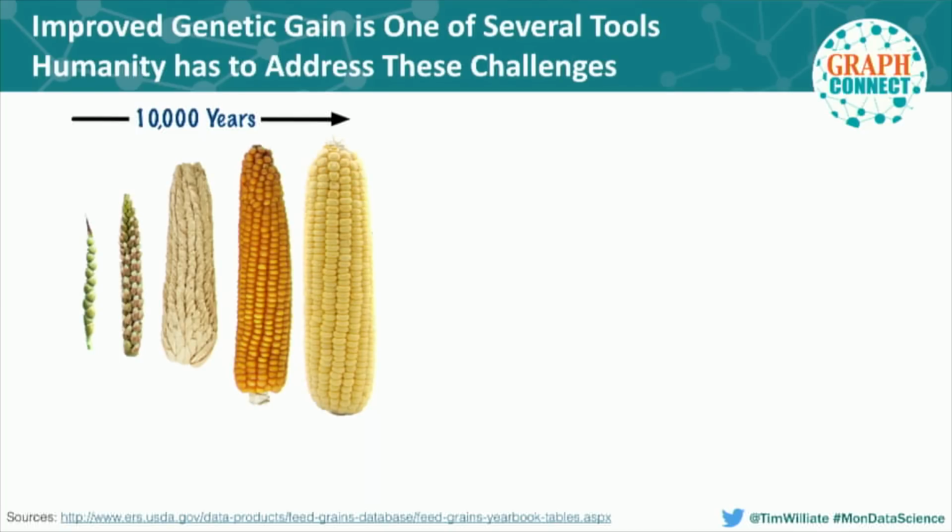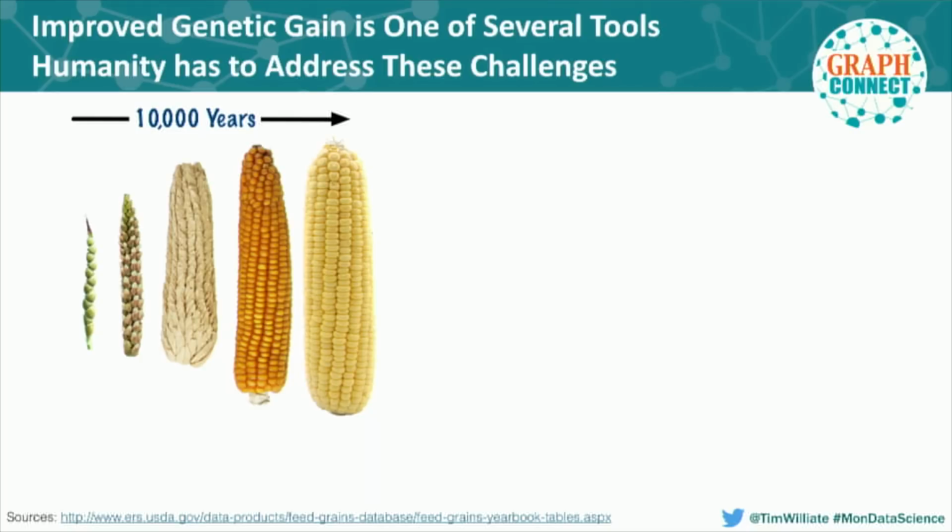And one of those tools in particular, which is improving the genetics of staple crops, we have several millennia of experience doing. So approximately 10,000 years ago, the first farmers began the process of transforming teosinte on the left, which is the wild grass ancestor to modern corn, into the super optimized solar-powered calorie factory that we know today.